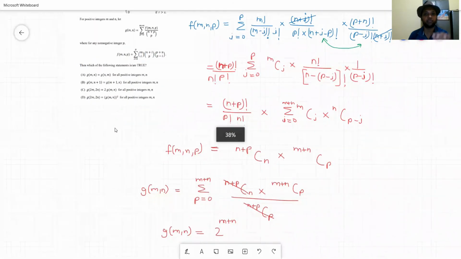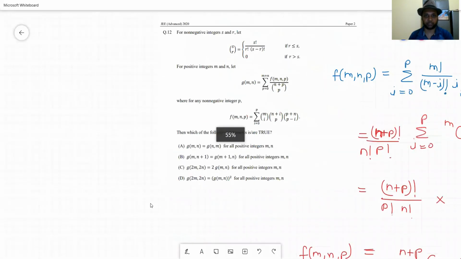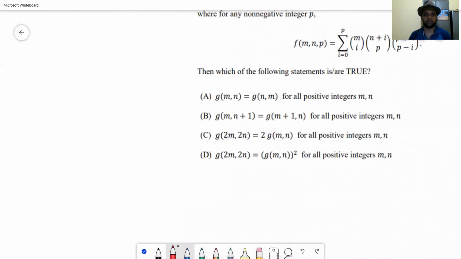Perfect. Now we can answer any question regarding g of m comma n. The first option is what we have. First option, g of m comma n is 2 to the power m plus n. Let us just write down beside the question so that we can mark it faster. So g of m comma n is nothing but 2 to the power m plus n. We can answer everything. g of m comma n equals g of n comma m. If we interchange the order of m and n, it doesn't matter at all. So it's true, right?